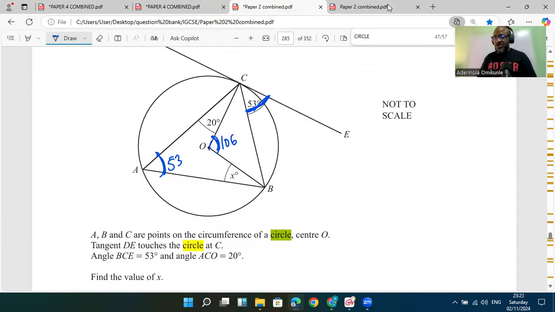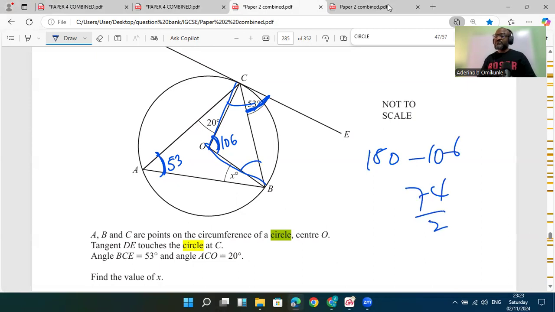Again, isosceles triangle because this is radius, this is also radius. So 180 minus 106 gives us 74. 74 divided by 2 gives us 37. So this is 37, and this is also 37. But now we can do angles in a triangle to get angle X.